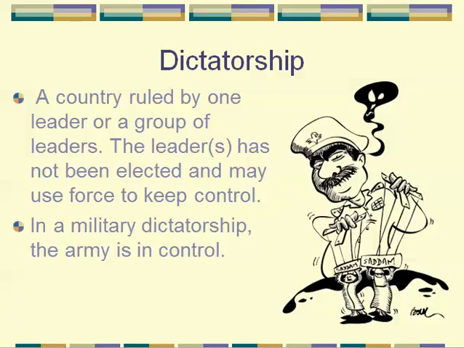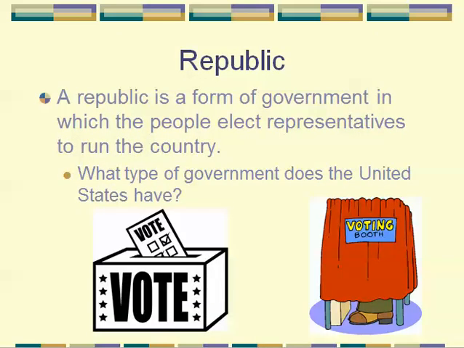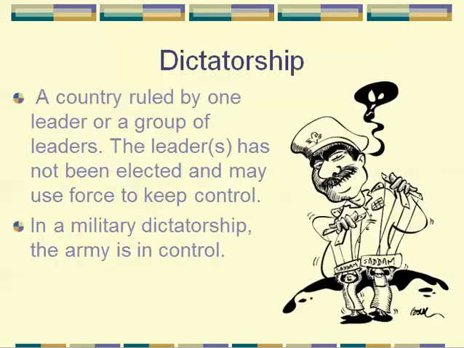So hopefully throughout this presentation you feel a little bit more comfortable about the 4 types of government we're touching on this year, which is a democracy, where all the people make the laws and run the government; a republic, where the people are still in charge, but they show their power by electing people to represent them; a monarchy, where there's a king or a queen. Sometimes they have all the power, sometimes they have limited power; or a dictatorship, where there's one leader or a group of leaders, and often it's controlled by the military.